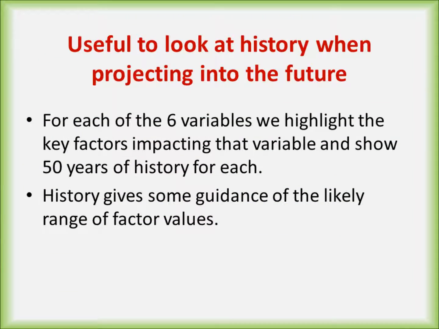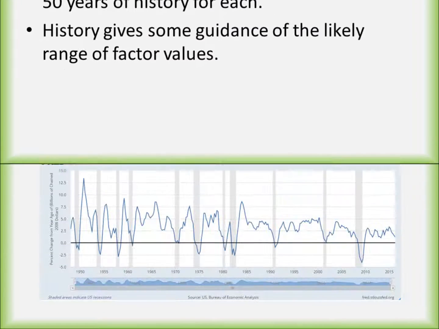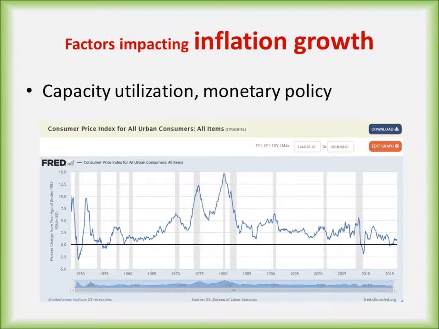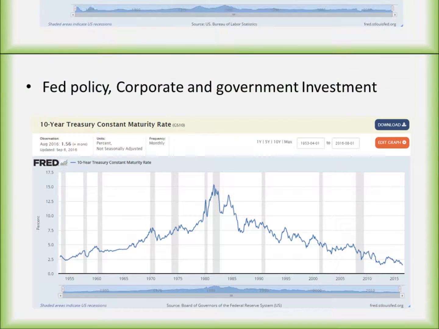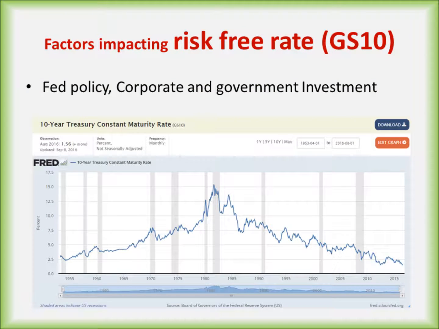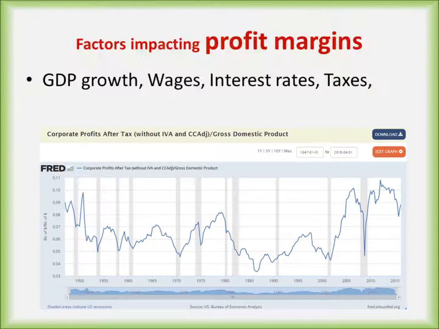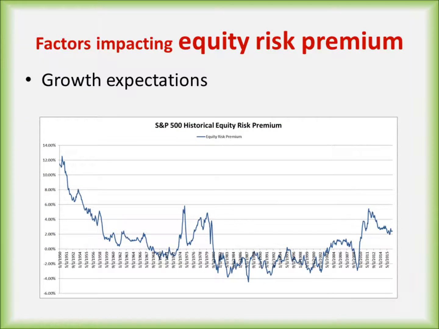Now let's briefly scan the historical charts for each of the variables. Some variables are more stable than others over time, so keep that in mind when using historical averages. This is real GDP growth. It is impacted by demographics, debt overhang, deficits, productivity growth, and historical growth rates. Here is inflation, the 10-year treasury rate, the dividend payout ratio, profit margins, and the equity risk premium.